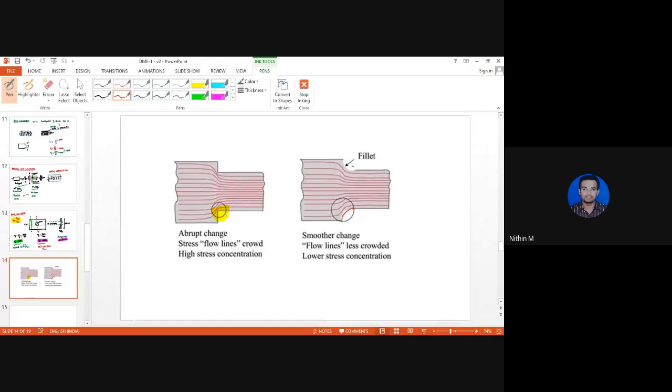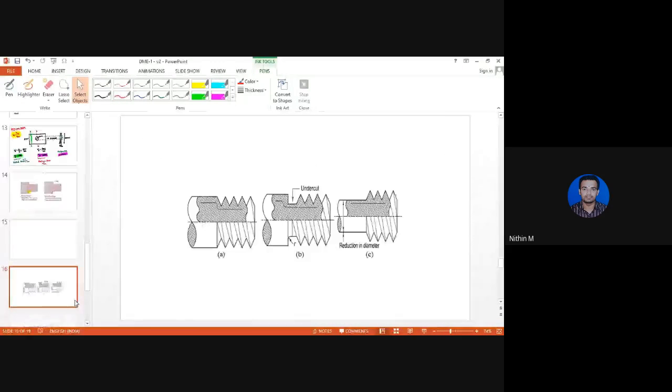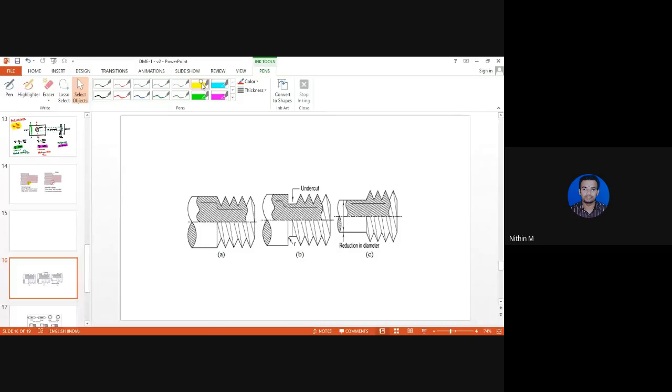Then the next technique. Here the lines of stress suddenly meet a V notch. This is a very commonly encountered machine element, which is a screw. Because of the sudden presence of this thread, the stress will get concentrated here. To avoid that, additionally an undercut is given. So this undercut will help to ease out the concentration of stress here.